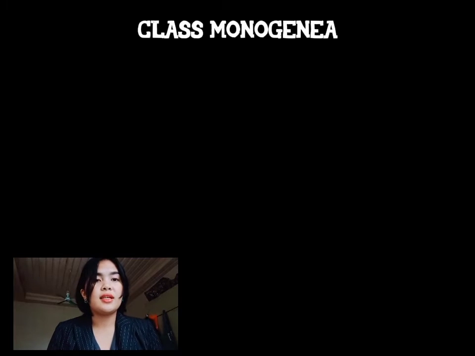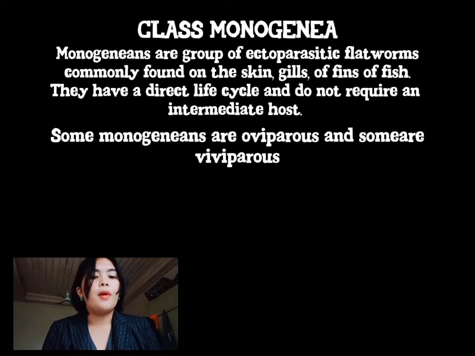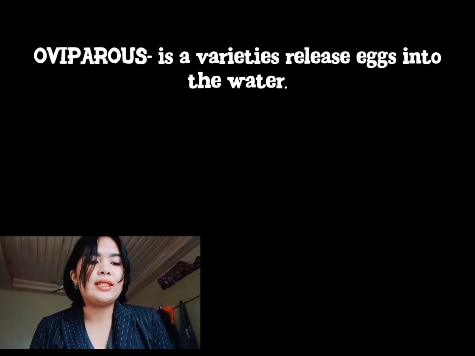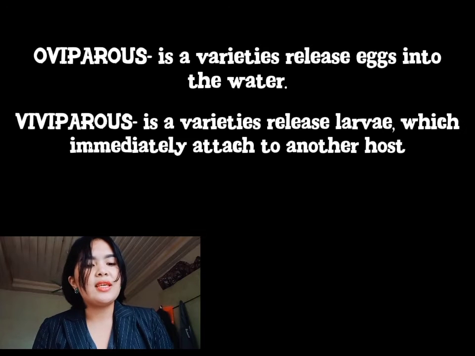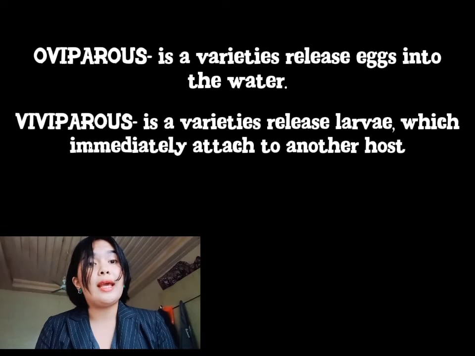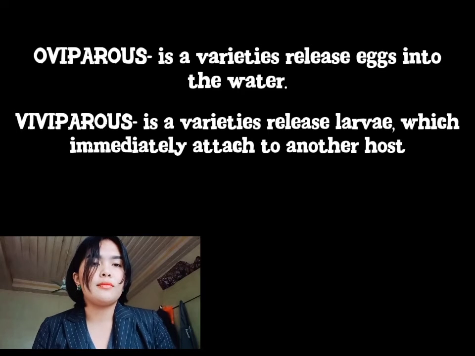So here we go with the class Monogenea. Monogeneans are a group of ectoparasitic flatworms commonly found on the skin, gills, or fins of fish. They have a direct life cycle and do not require an intermediate host. Some monogeneans are oviparous and some are viviparous. Oviparous varieties release eggs into the water, and viviparous varieties release larvae which immediately attach to another host.